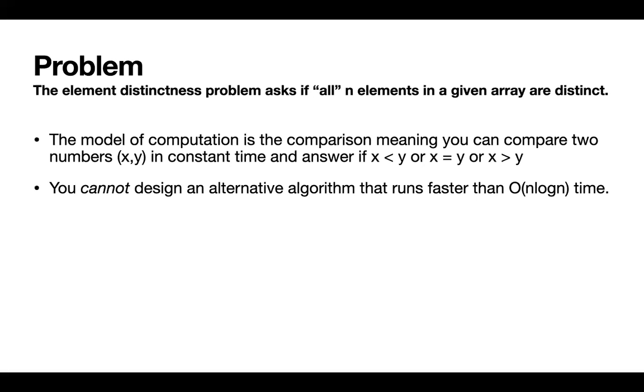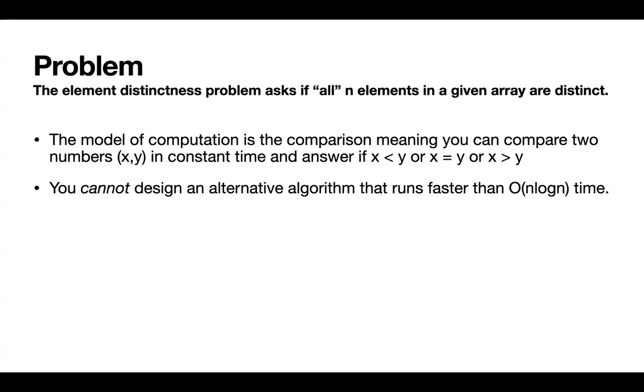So the problem itself basically asks if all n elements in a given array are distinct, meaning, of course, that if we have two elements in the array that are duplicates, this given algorithm would return false. So if we had two twos in an array, it would return false, or no, in this situation.